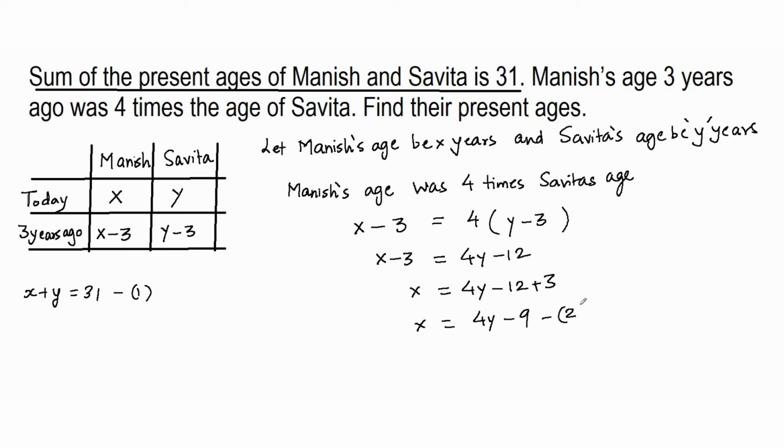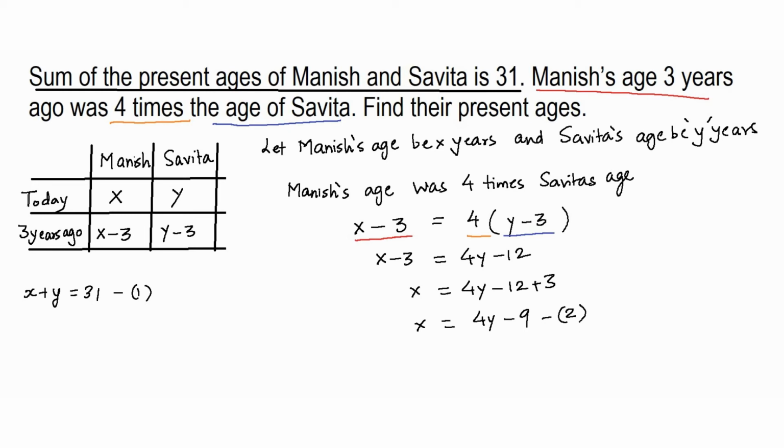So this is my second equation, right? So let me repeat that again. Manish's age 3 years ago, which I have written as x minus 3, was 4 times, so 4 multiplied by Savita's age 3 years ago, right? So Savita's age 3 years ago was y minus 3. So this is the equation. I opened up the brackets. 4 into y was 4y, and 4 into minus 3 was minus 12. Now rearranging, I shifted the minus 3 to the other side and I got x equals 4y minus 9.